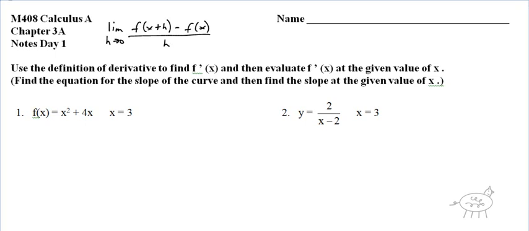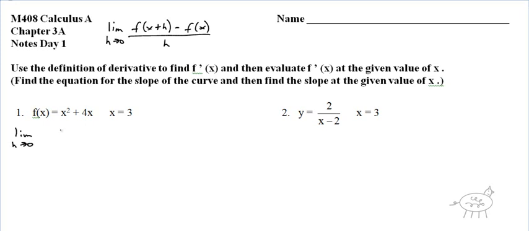All right, so let's start with the first one here. We have f of x equals x squared plus 4x, x equals 3. I'm not going to worry about that x equals 3 until the end. So what we're going to do is the limit as h approaches 0. And make sure you write this every time. They're going to be looking for that.